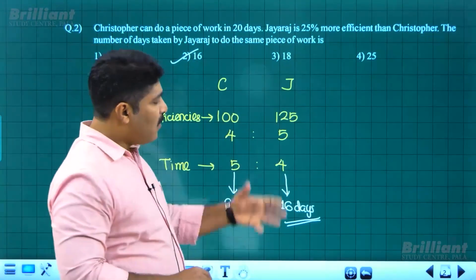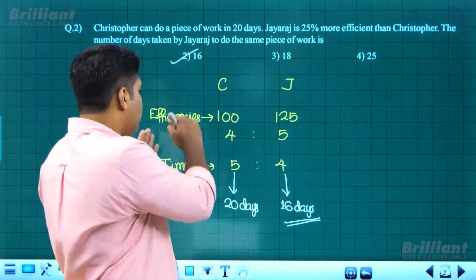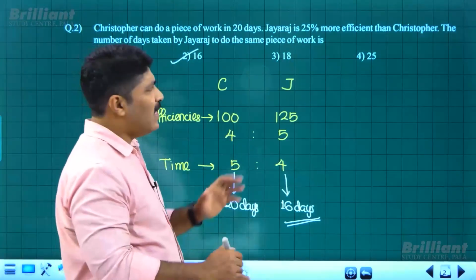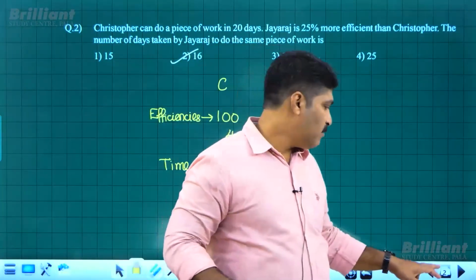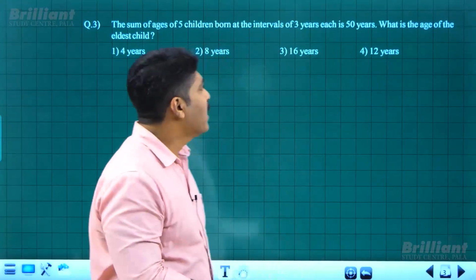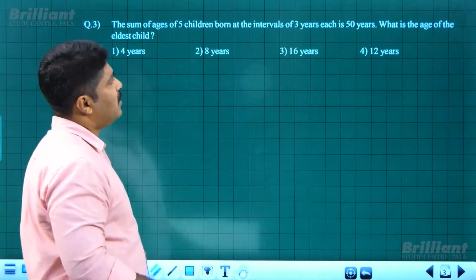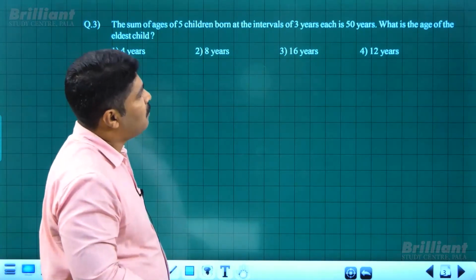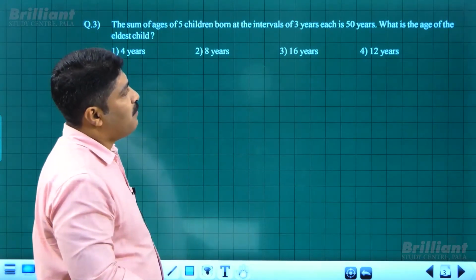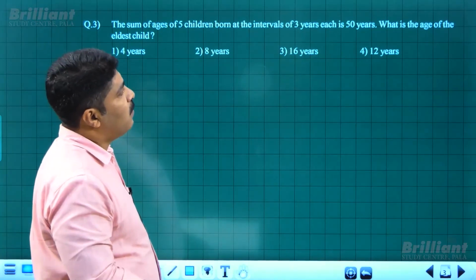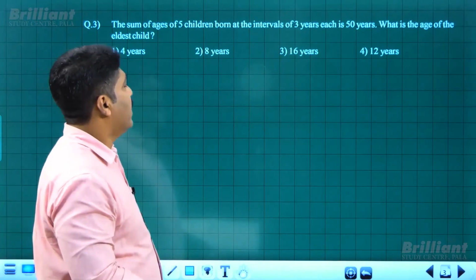So this is one of the applications of this efficiency-time relationship. There are lots of fractional types of application possible for a similar type of question. Now we can consider the third question. The sum of ages of 5 children born at intervals of 3 years each is 50 years. What is the age of the eldest child?